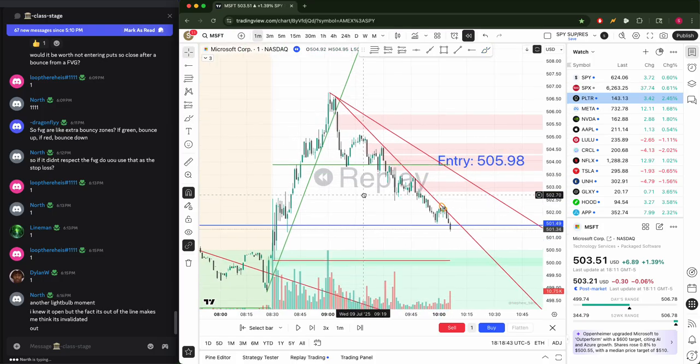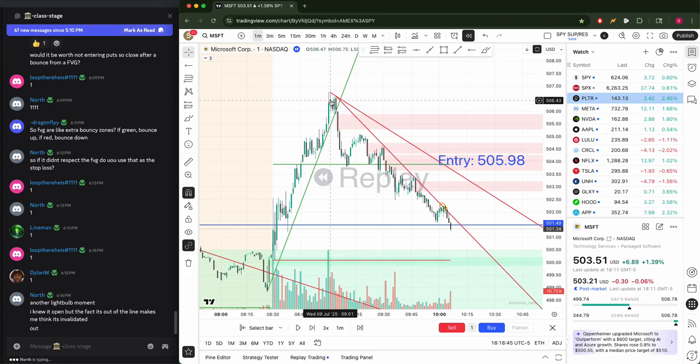Okay, so that's right there. That's two trades you could have taken. Oh, one trade here, and then if you weren't in the calls, then you could have taken the puts. So there were two opportunities to make decent, meaningful money on Microsoft.